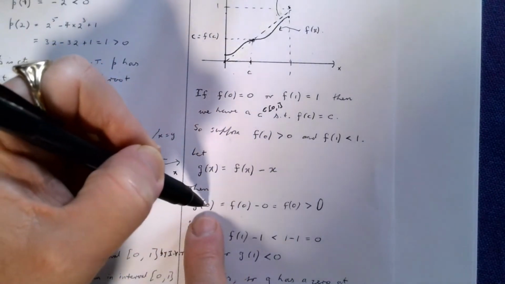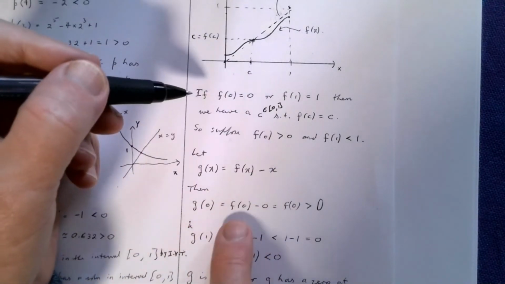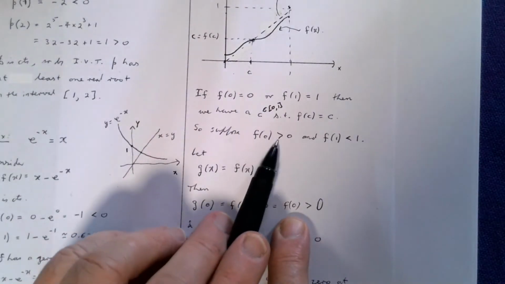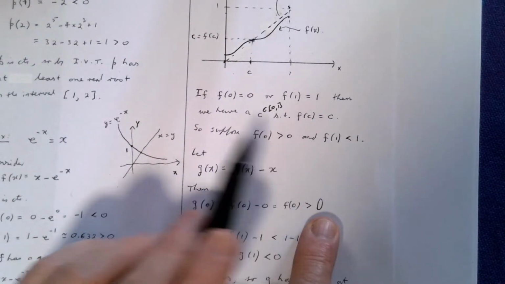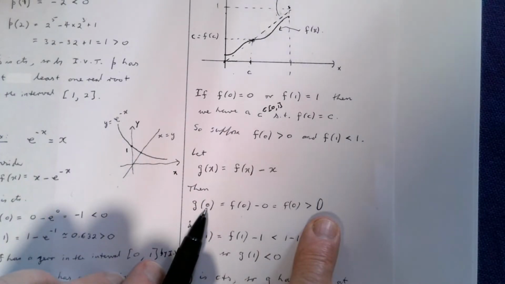So I plug in 0. So I get f of 0 minus 0. Well, that's just f of 0. And my assumption was that f of 0 is positive. So at this stage, g of 0 is positive.